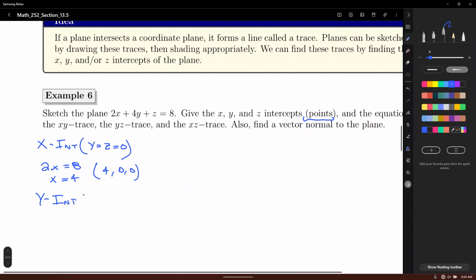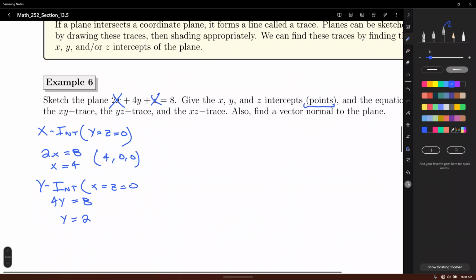The y-intercept: we set x and z to 0, peekaboo x and z. That's going to leave us with the equation 4y equals 8. That means x equals z equals 0, and 4y equals 8, so y equals 2.